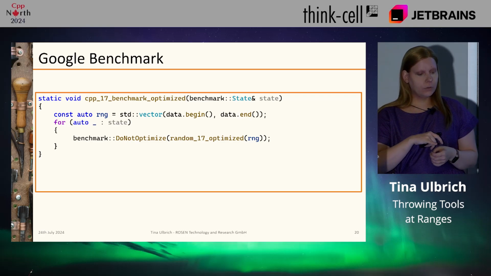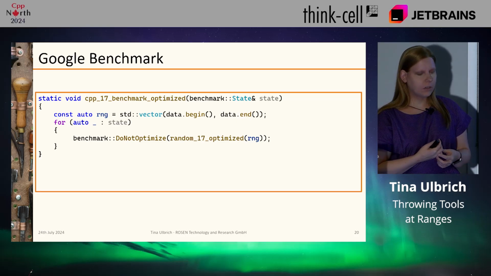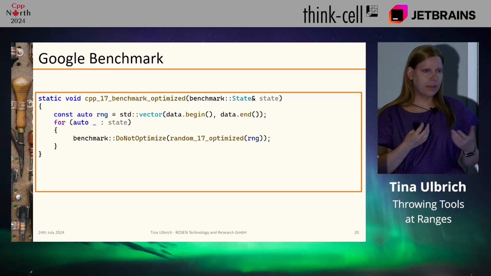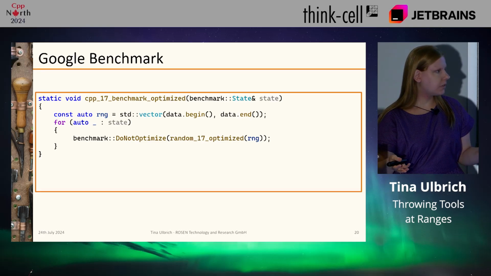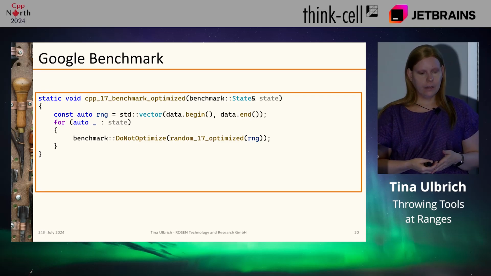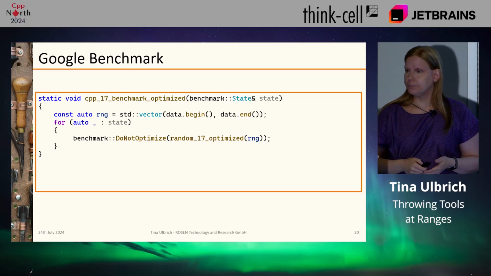As you see, I use the DoNotOptimize option from Google Benchmark here because it turns out compilers are super smart, and they recognize if you're calculating something and you're not doing anything with the result, and then they might omit the entire calculation. So in order to prevent that, you can use DoNotOptimize.